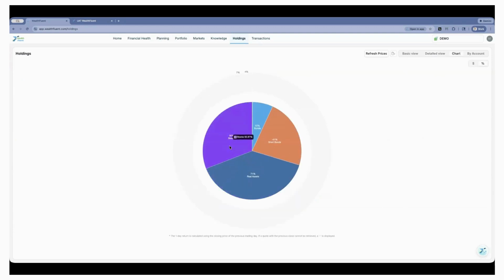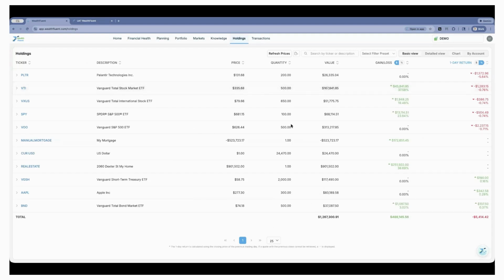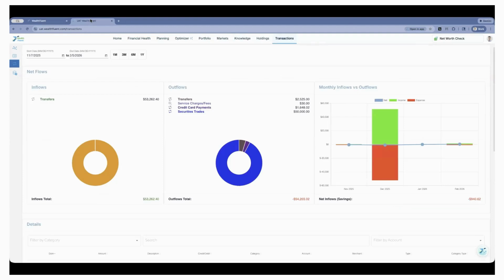Again, you can explore all of those pieces and go to where those allocations are. Let me see if I have.